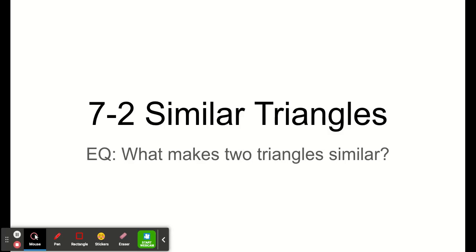So today we're talking about similar triangles. For your essential question, I want you to answer what makes two triangles similar.